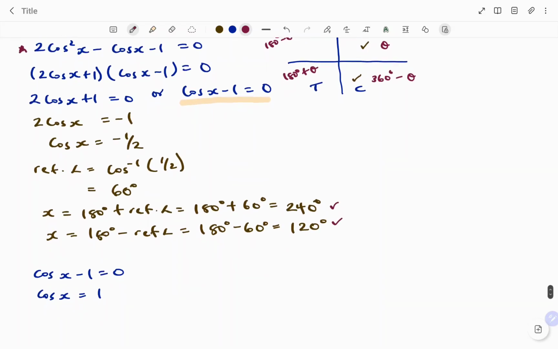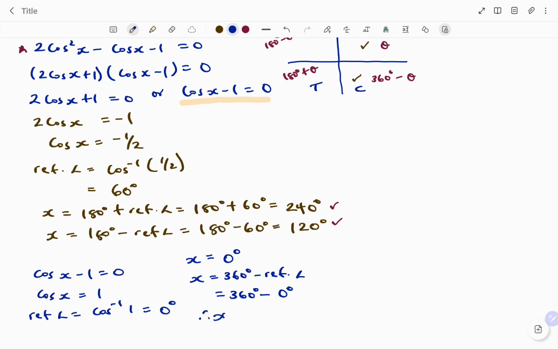So therefore, to find the value of x, using the first quadrant, we have reference angle equals arc cos of 1. Therefore, reference angle equals 0 degrees. So therefore, the value of x using the reference angle will be 0 degrees. That's in the first quadrant, it remains theta. And in the fourth quadrant, x equals 360 degrees minus your reference angle. That's 360 degrees minus reference angle is 0. So therefore, x equals 360 degrees.